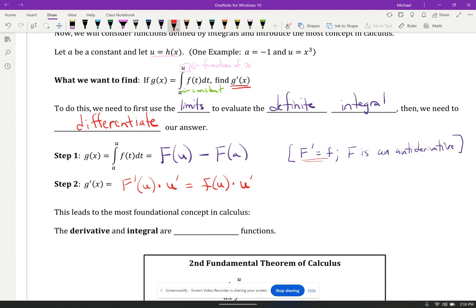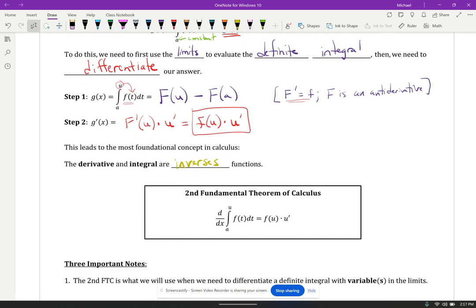How do I know that? Because when I took the derivative of an integral, right, that's what we were doing, taking the derivative of this integral function, the answer that I got is just whatever I was taking the antiderivative of, with the upper limit plugged in and then multiplied by u prime because it's a chain rule. So this leads us to the idea that derivatives and integrals are inverses of each other.